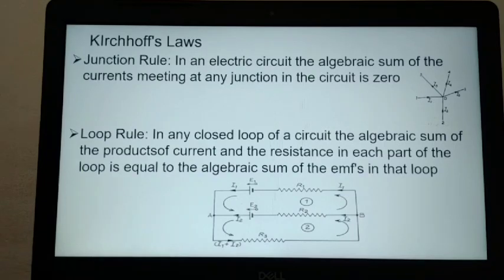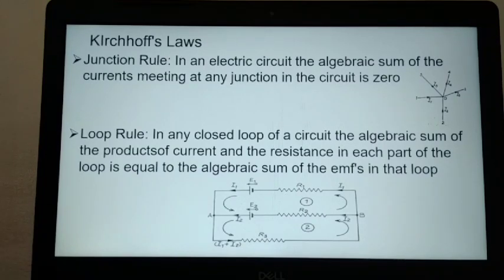So what the loop rule says is that the algebraic sum of the product of current and resistance, that is I1 R1 plus I2 R2, in the first loop is equal to the algebraic sum of the EMFs in that loop. What is the EMF present? E1 plus E2. So we can say I1 R1 plus I2 R2 is equal to E1 plus E2.